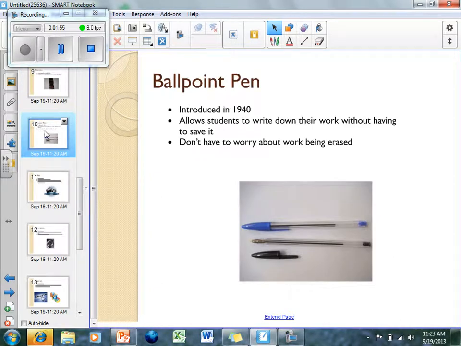The ballpoint pen was introduced in 1940, and it allowed students to write down their work without having to save it, and they didn't have to worry about it being erased.